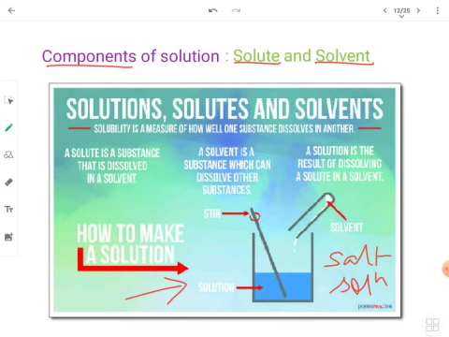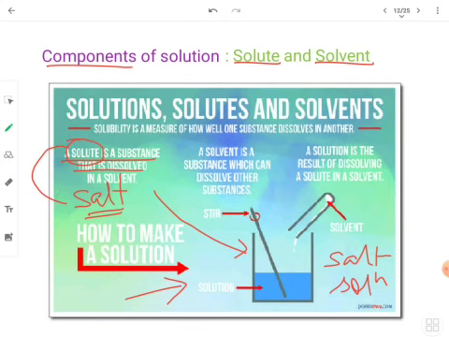A solute is that substance that is dissolved. So if you are making a salt solution, what are you adding into it? You are adding salt, and salt is the one which is getting dissolved. So what is your solute here?